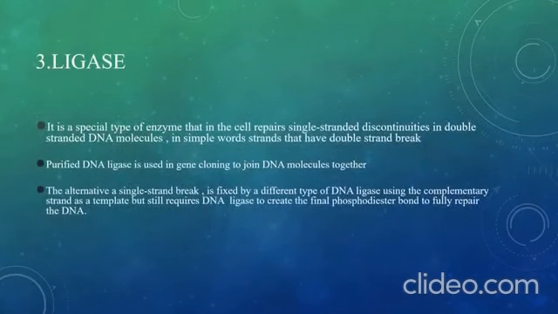Ligase. It is a special type of enzyme that in the cells repairs single-stranded discontinuities in a double-stranded DNA molecule. In simple words, strands that have a double-strand break. Purified DNA ligase is used in gene cloning to join DNA molecules together. The alternative to a single-strand break is fixed by a different type of DNA ligase using the complementary strand as a template, but still requires DNA ligase to create the final phosphodiester bond to fully repair the DNA.